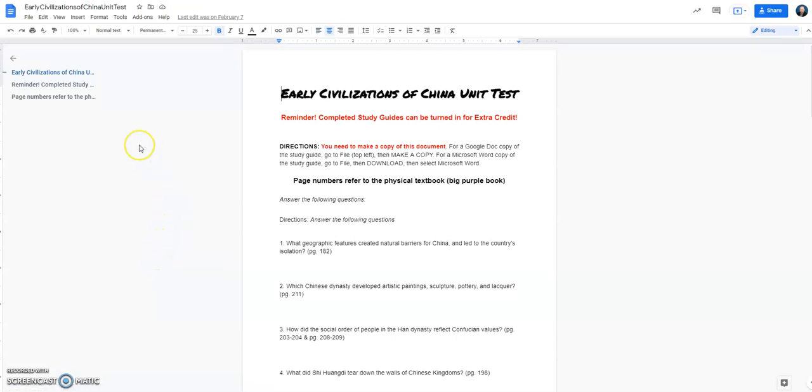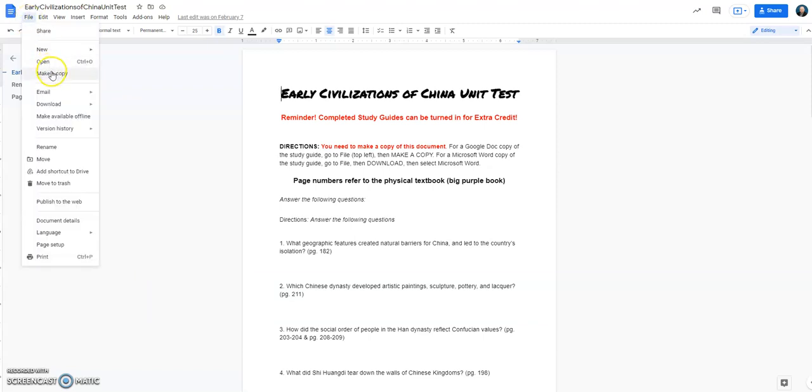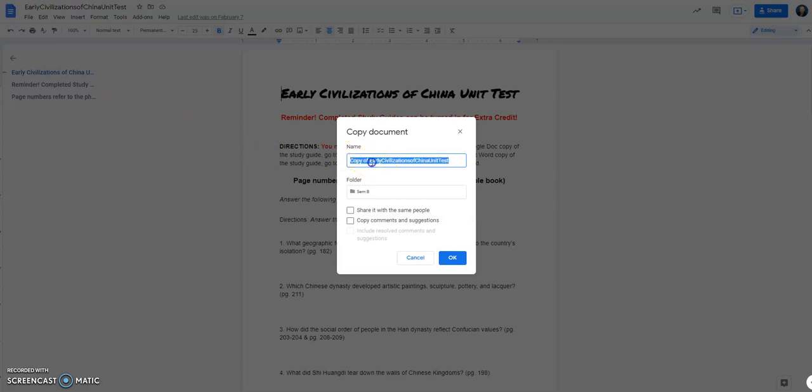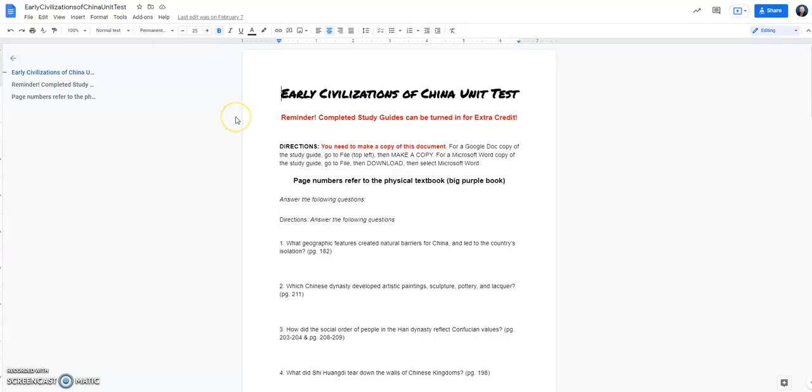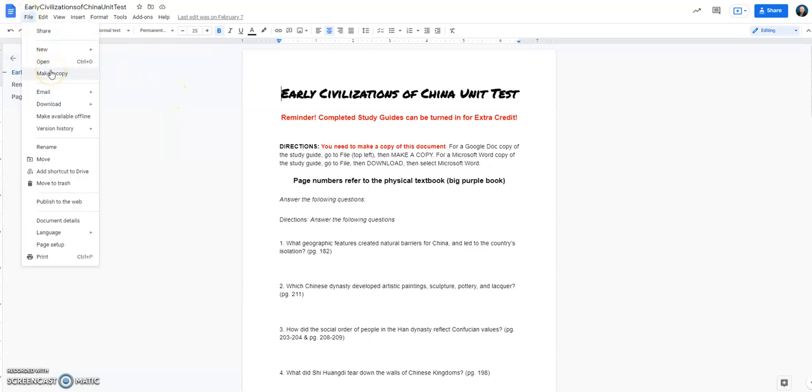If you have Gmail and you prefer Google Docs, you're going to go to File, Make a Copy. It's going to bring this up. I suggest you replace this copy with your name. Hit OK. When you hit OK, it'll open the document in another window. That'll be your study guide. That study guide will save to your Google Drive, and you can type in it and everything. So again, if you have Gmail and you prefer Google Docs, File, Make a Copy. That gets you a Google Doc.